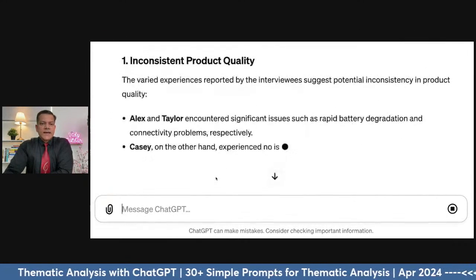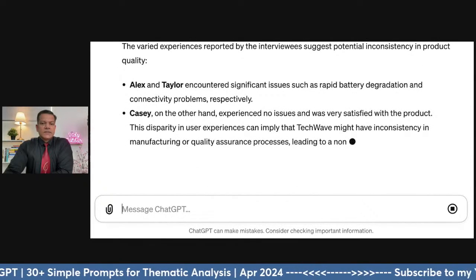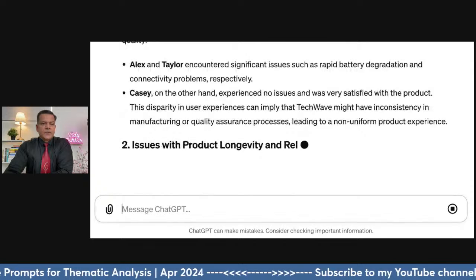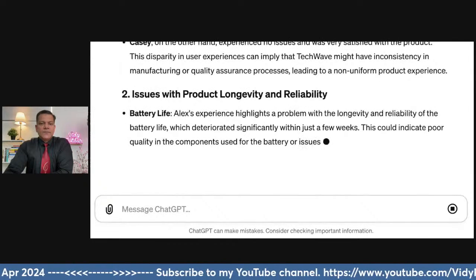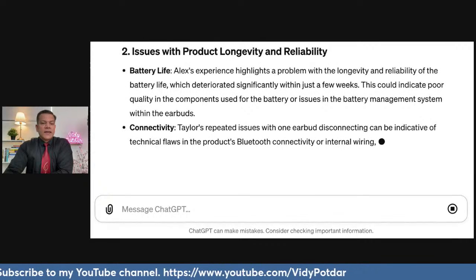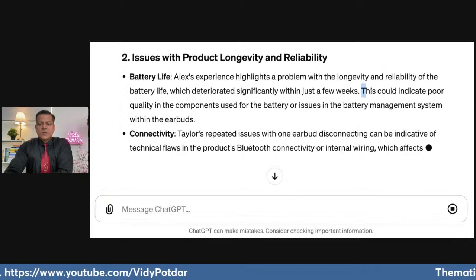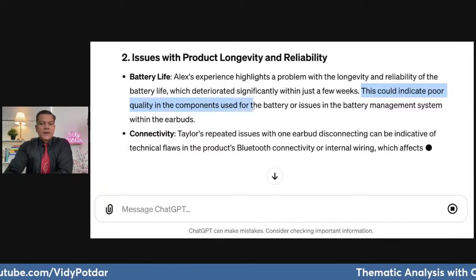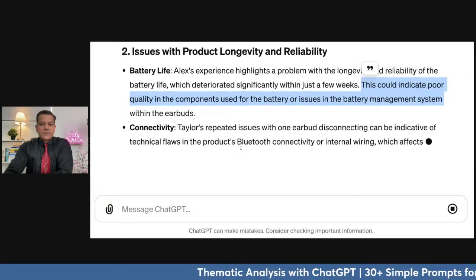So one is inconsistent product quality, because some people mentioned it is good, others had an issue with the product performance. Issues with product longevity and reliability. Battery life has come up again. Connectivity has come up as a problem. So this could indicate poor quality in the components used for the battery, or issues with battery management systems.